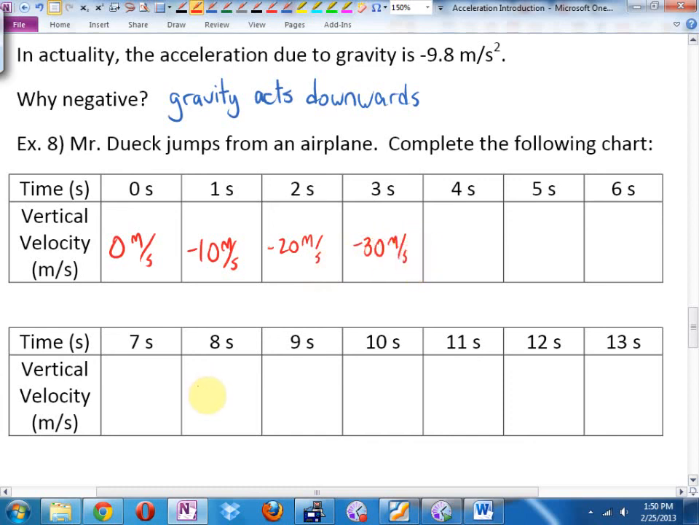Okay, let's skip some. Can you fill in, what would I put for 8 seconds? Negative 80? After 13 seconds, how fast was I traveling? Basically a football field and a half every second. You're hauling. This is free fall.